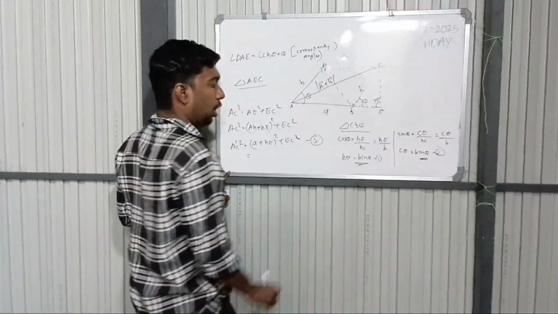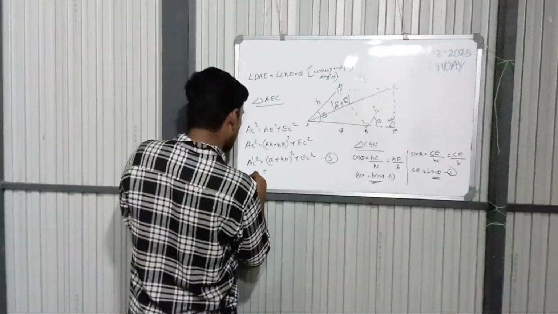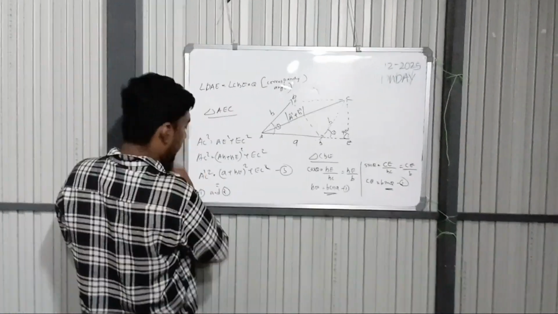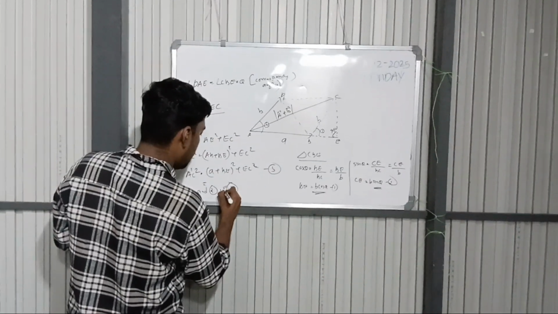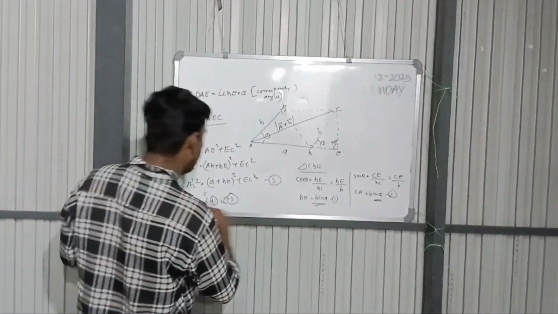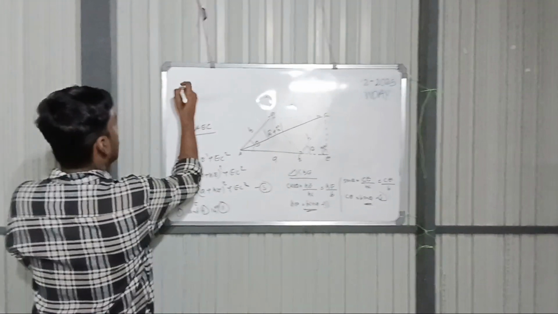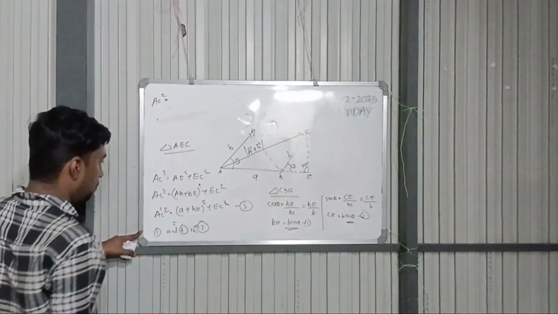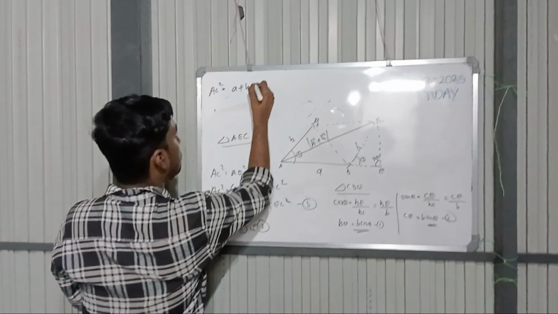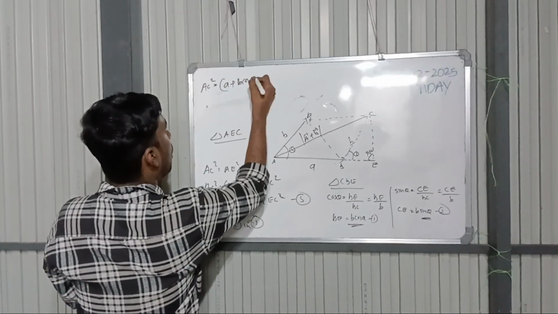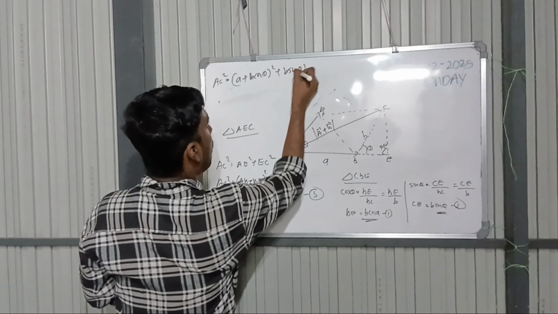So I substitute equations 1 and 2 in equation 3. So what will happen? When I apply here, I get AC square is equal to A plus BE, that is B cos theta, all square, plus B sin theta all square.